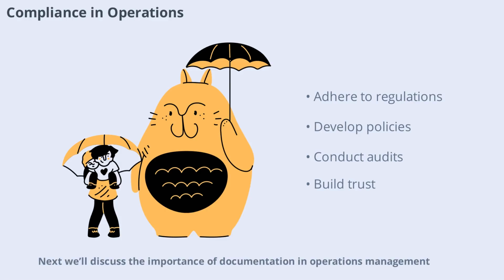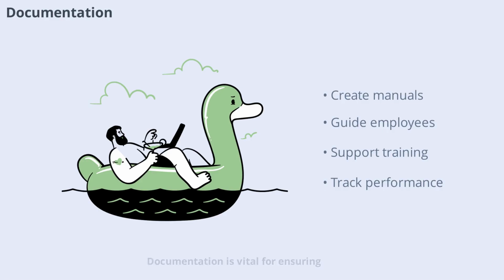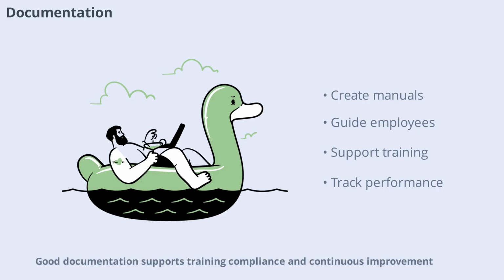Next, we'll discuss the importance of documentation in operations management. Documentation is vital for ensuring consistency and accountability in operations management. Operations managers create manuals, process maps, and records to guide employees and track performance. Good documentation supports training, compliance, and continuous improvement. It also makes it easier to transfer knowledge and onboard new team members. Accurate documentation is a foundation for operational excellence.